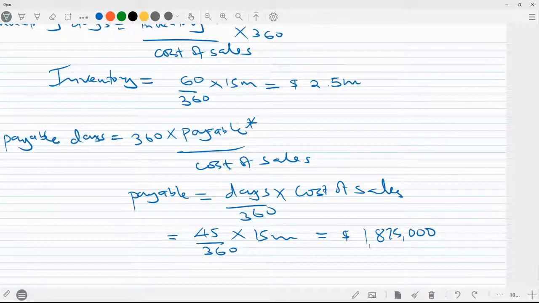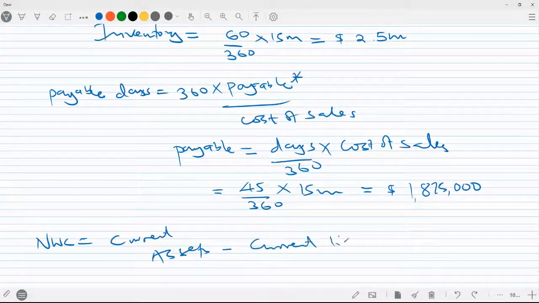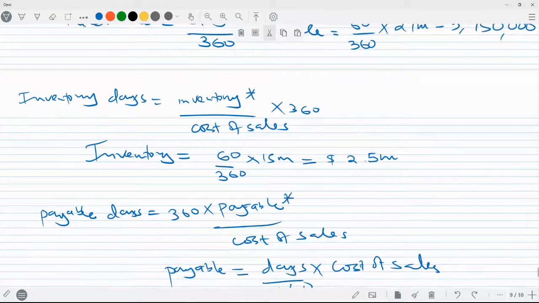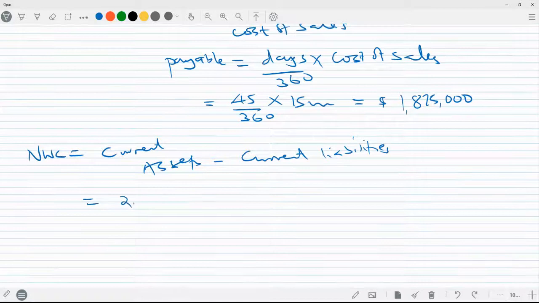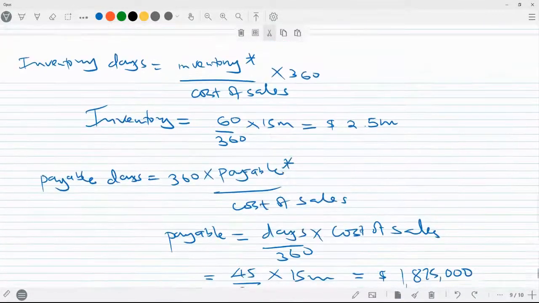Yes. Okay, great. Don't forget the net working capital, or the net investment. We say the net working capital is current assets of the company, current assets minus current liabilities. Okay, I think we said that, minus current liabilities, which is therefore inventory. And the inventory balance we got is 2.5 million, plus receivable, and the receivable we got 3.75 million.